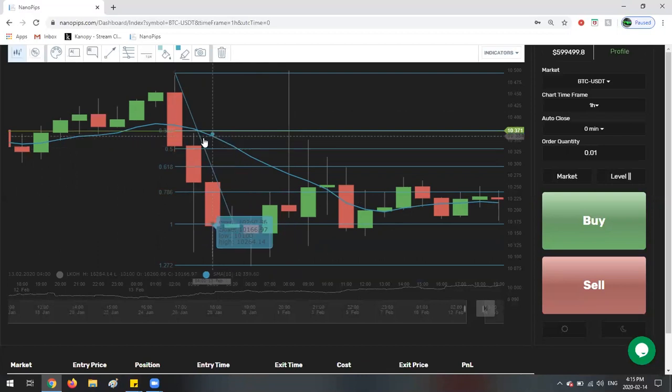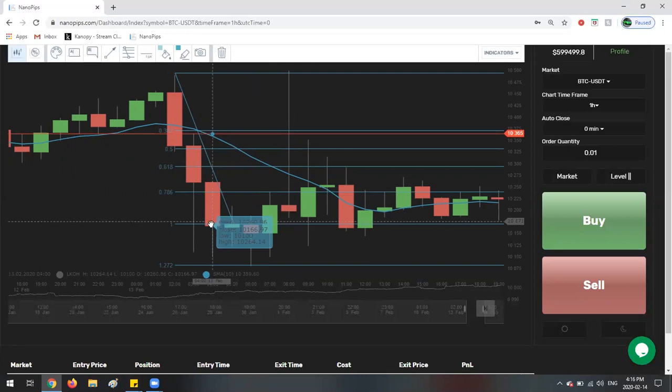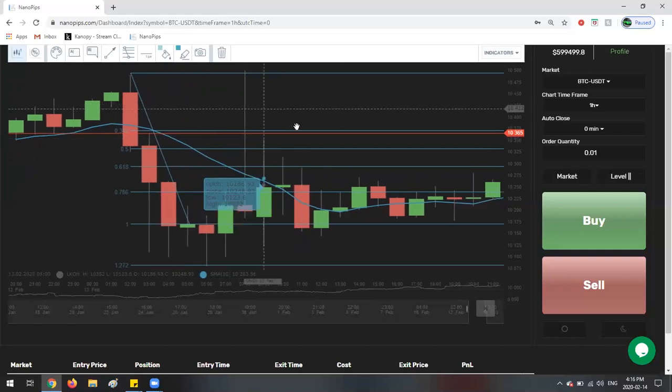So let's just say, for example, once this candle broke down below the SMA and it broke down all the way to the bottom of the fib right here, you know this is a buy because it broke down to the lowest one, or even right here. So you would do the same thing.